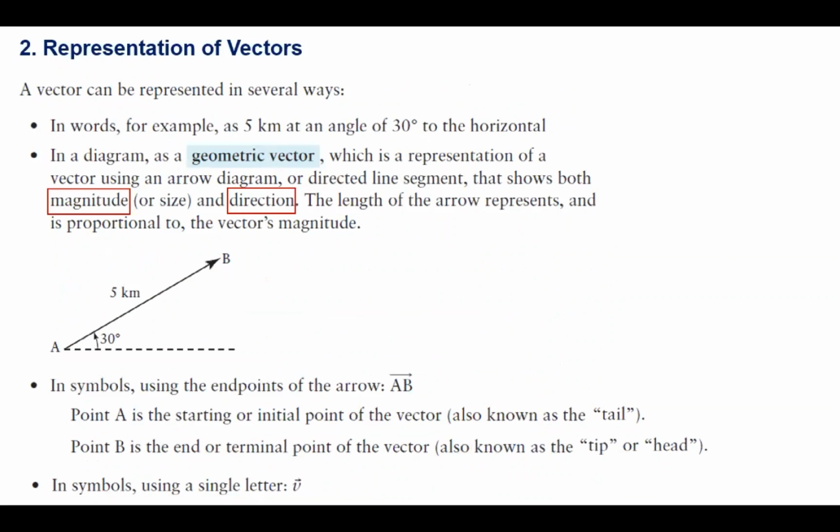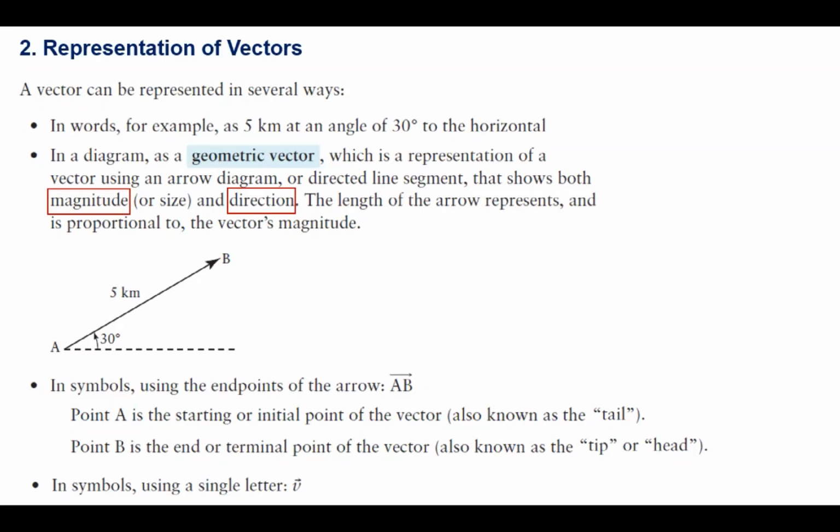Then let's have a look at the representation of vectors. How we can represent vectors. A vector can be represented in several ways. In words, for example, as 5 kilometers at an angle of 30 degrees to the horizontal. So you can express a vector in plain English words, right?